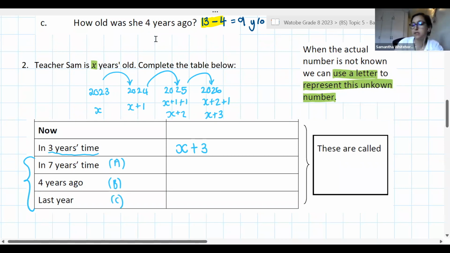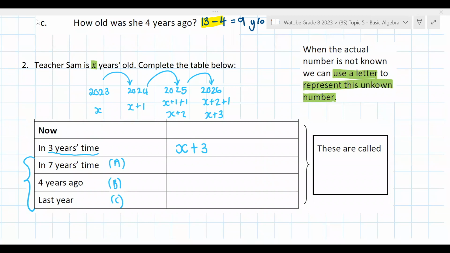I don't want any hands yet. In the chat, put your answers for A, B, and C. What expressions would you write down to represent my age in 7 years' time for A, 4 years ago for B, and last year for C? Okay, and like Boitsu and Bulela have put there on the chat, number your answers. Otherwise, we don't know what's what.